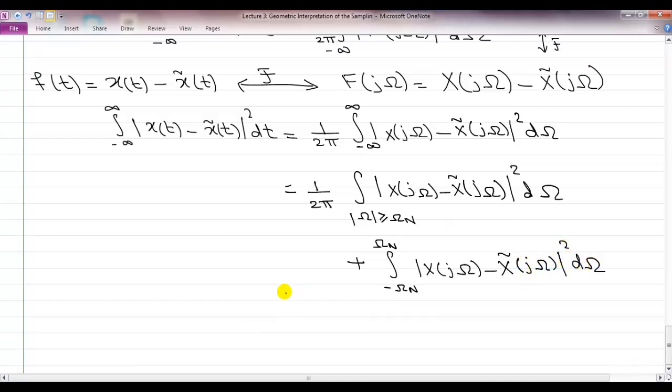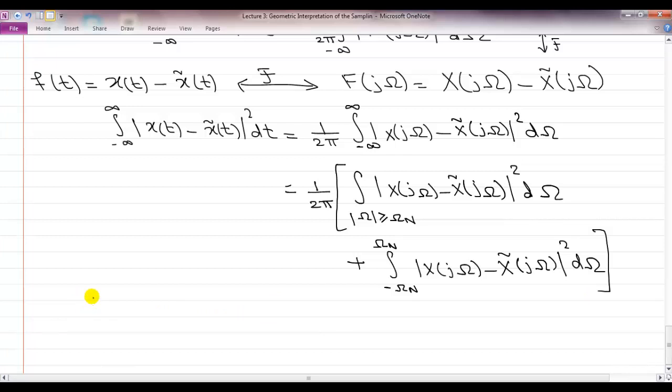Standard calculus, I have done nothing special here, just broken the integral into two pieces. Now we will use the key property, which is that x tilde t has to be a band-limited signal. If x tilde t is a band-limited signal, then that means that the Fourier transform of x tilde t becomes 0 for omega greater than or equal to omega n.